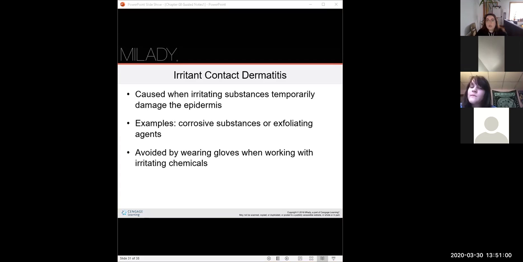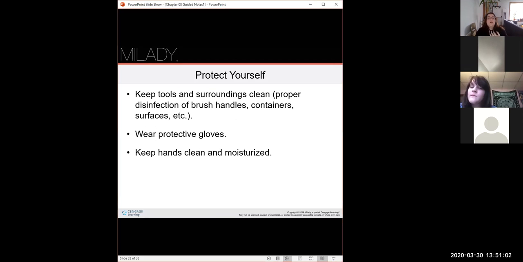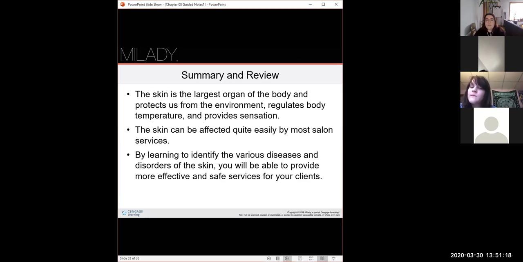And it's easy to protect yourself: wear gloves, keep your surroundings clean, PPE, personal protective equipment. That would be like your gloves and things like that. You're going to keep your hands clean and moisturized. Very easy to avoid sticking your hand straight in bleach or something like that. And then we're in summary review, which you guys usually go over independently.